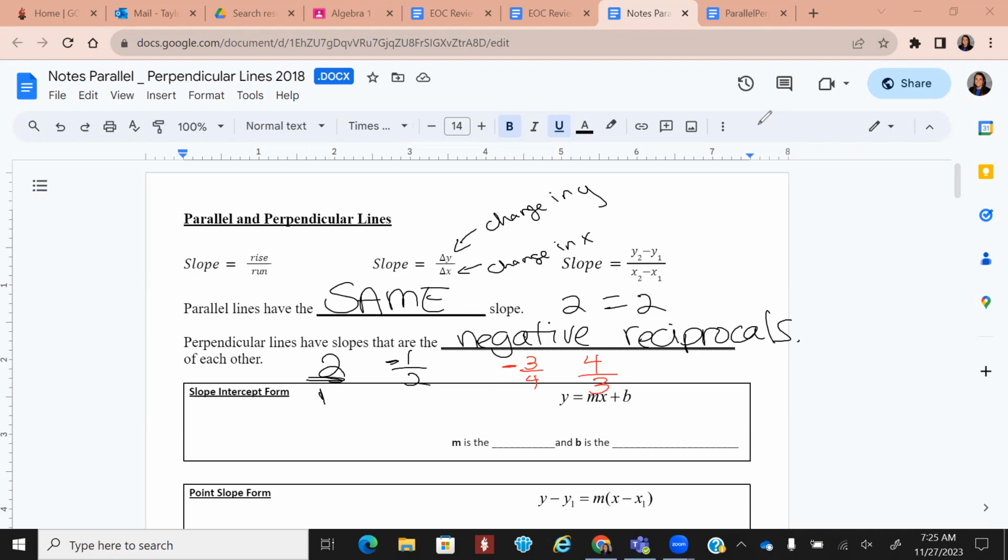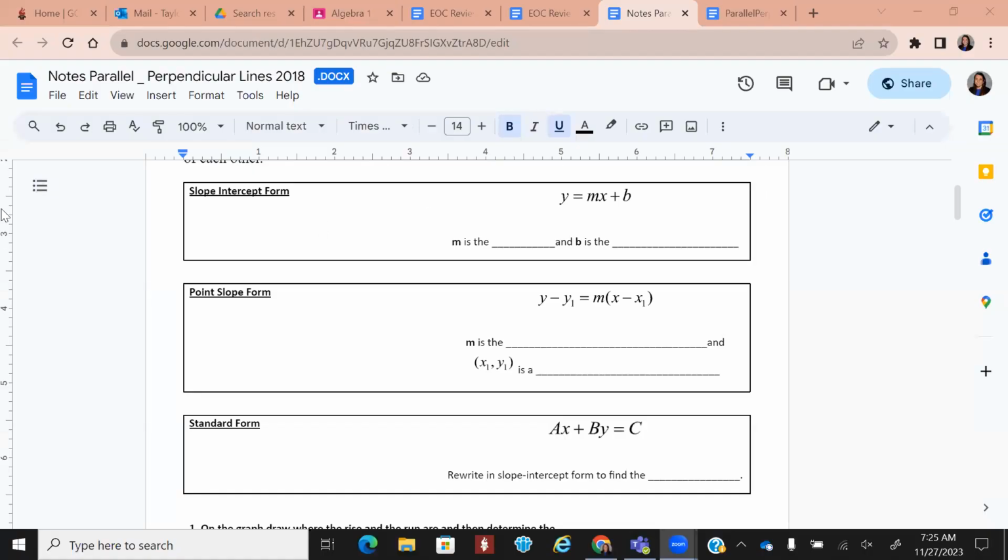The negative reciprocal. Now, we have seen some different types of forms for linear functions. So with that being said, you've got slope-intercept form. This is the one that we learned first. M is the slope and B is the y-intercept. This is the easiest one to pick out what the slope is, right? Slope is always going to be the one that's attached to the x.